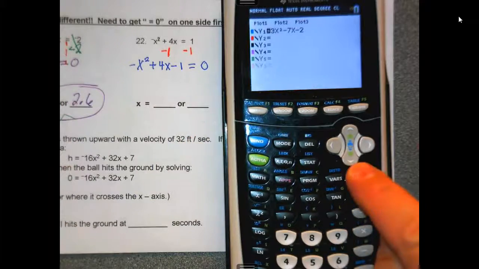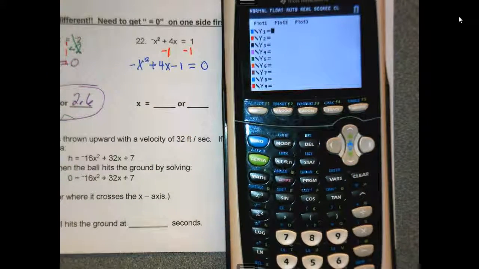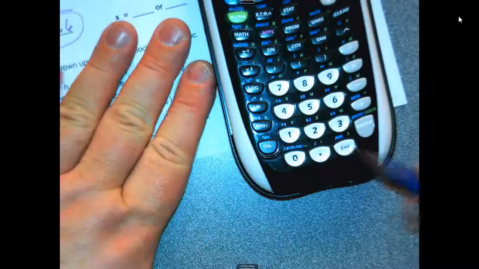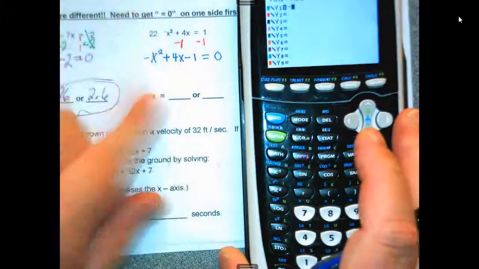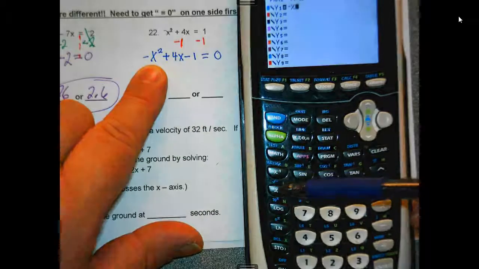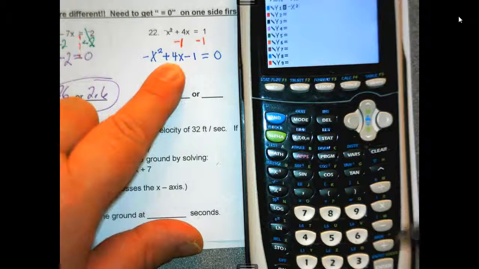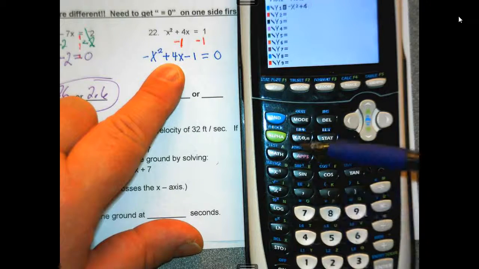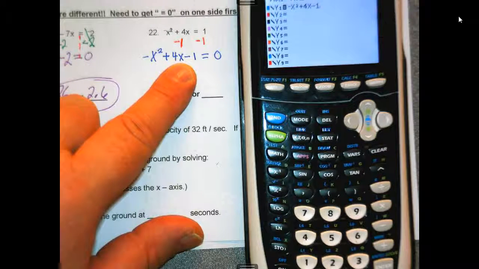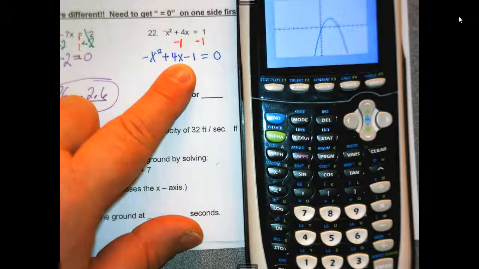Okay, the next one. Let's subtract 1 from both sides. So I get negative x squared plus 4x minus 1, equals 0. All right, let's do this together. Go to your y equals. Make sure you hit the negative key and not the minus key. Okay, it's got to be that negative key. Negative x squared plus 4x minus 1. Good? Okay, graph. Got the same parabola? Okay.